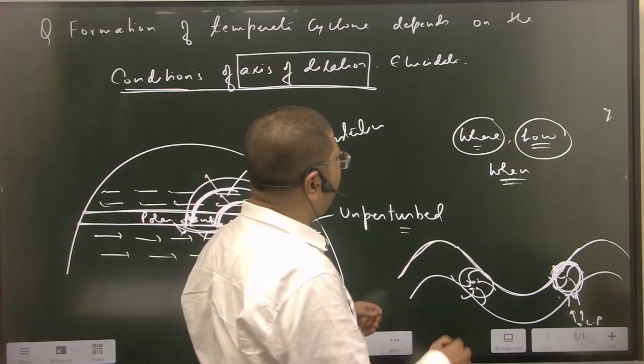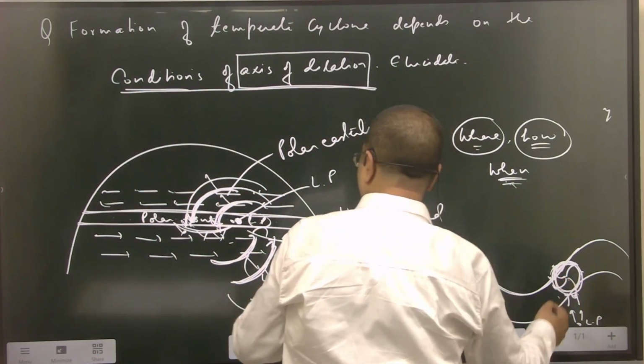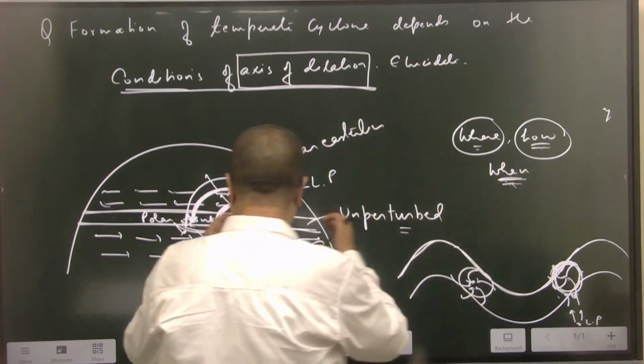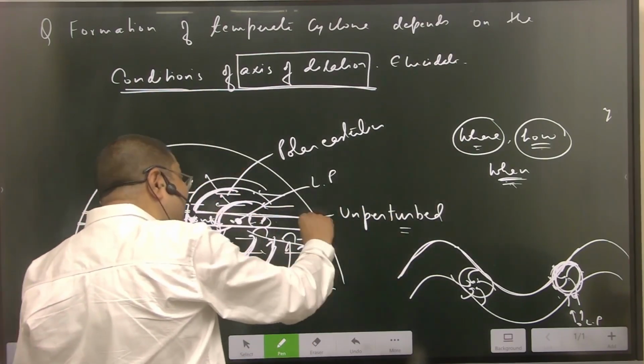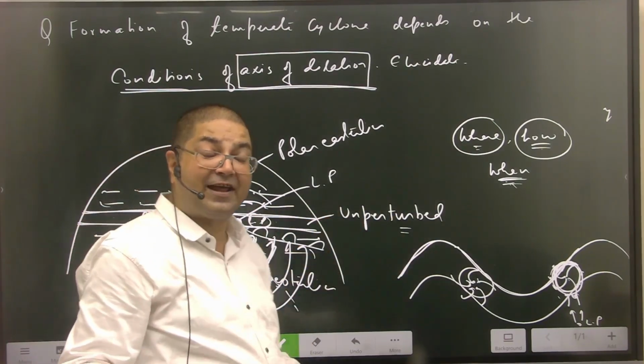You must know whenever this will lie over the polar front. How? By way of this process. Where? On this axis of dilation. The polar front itself is the axis of dilation.